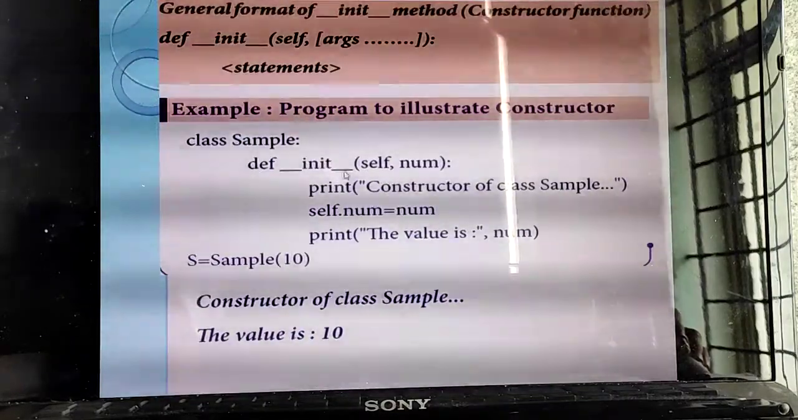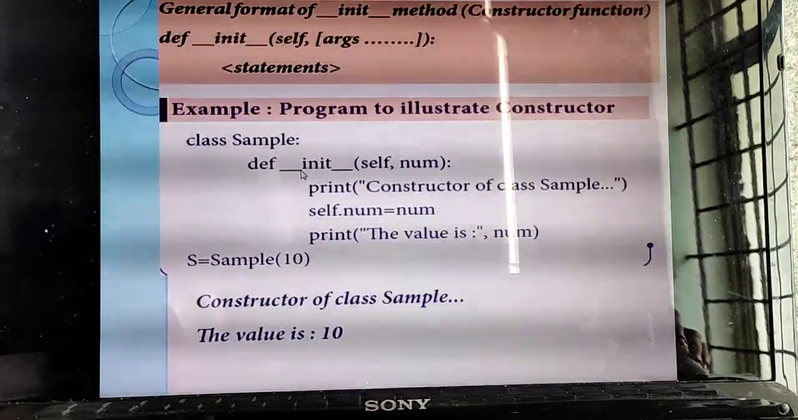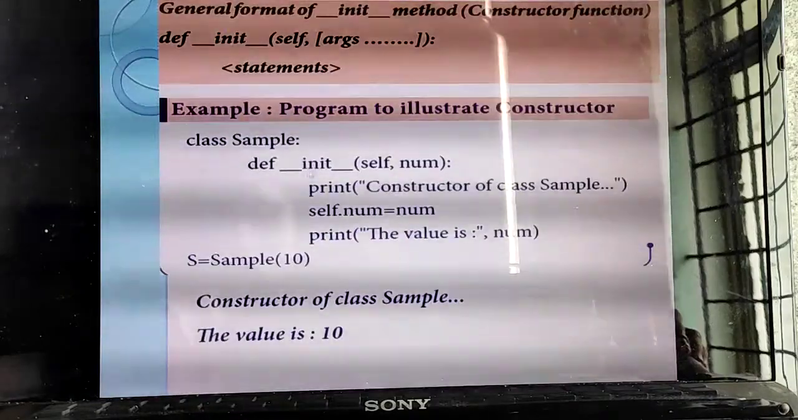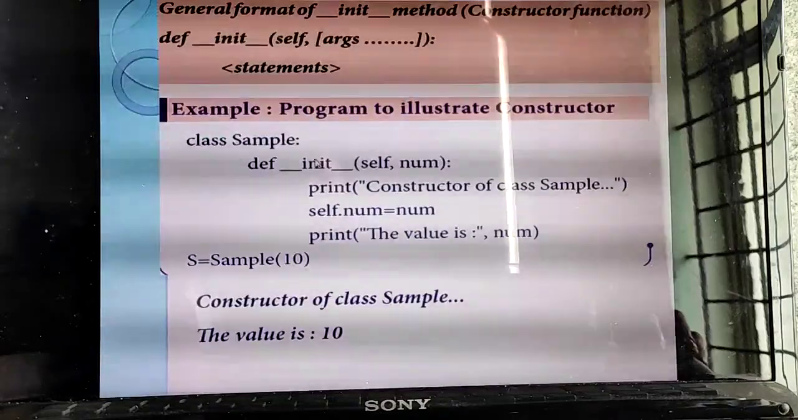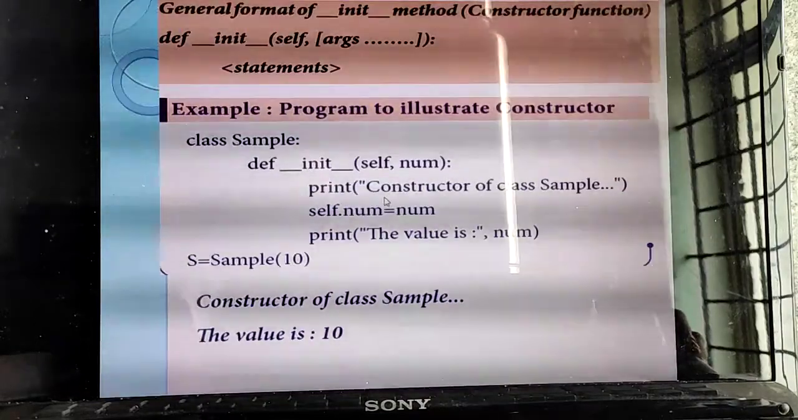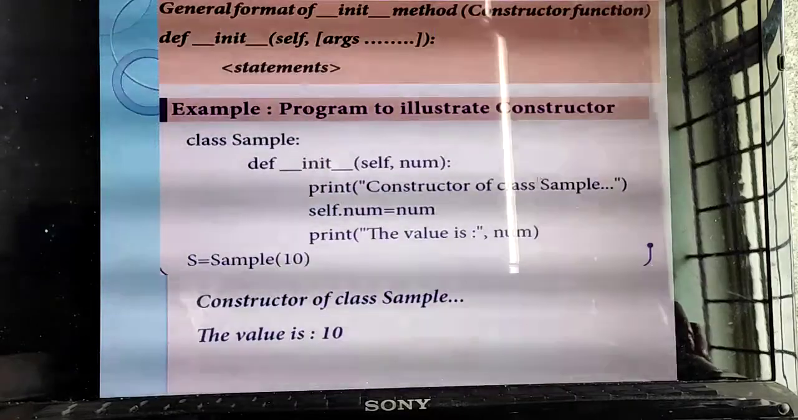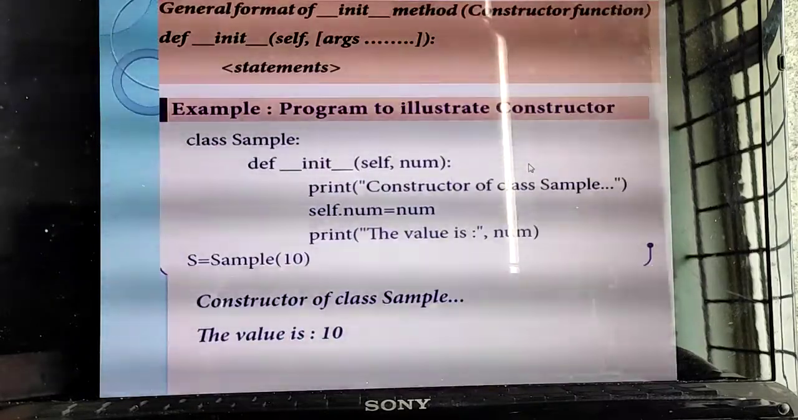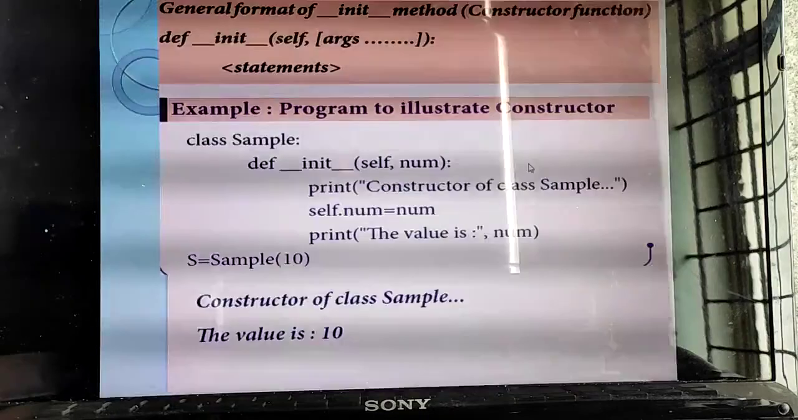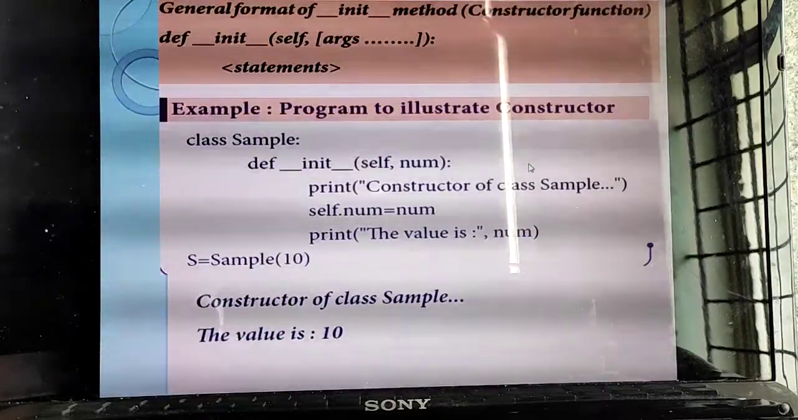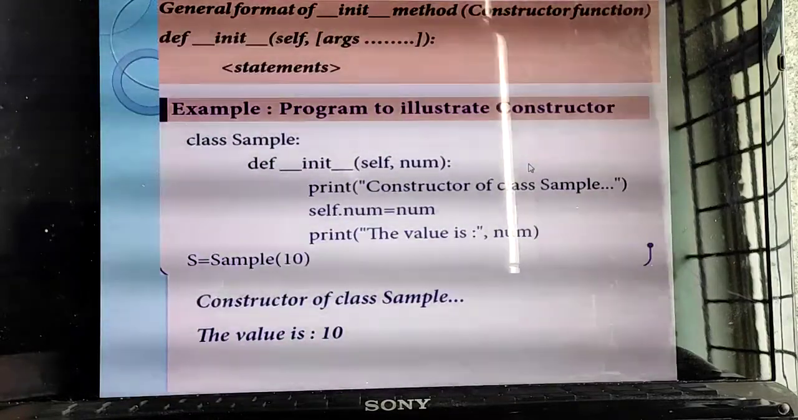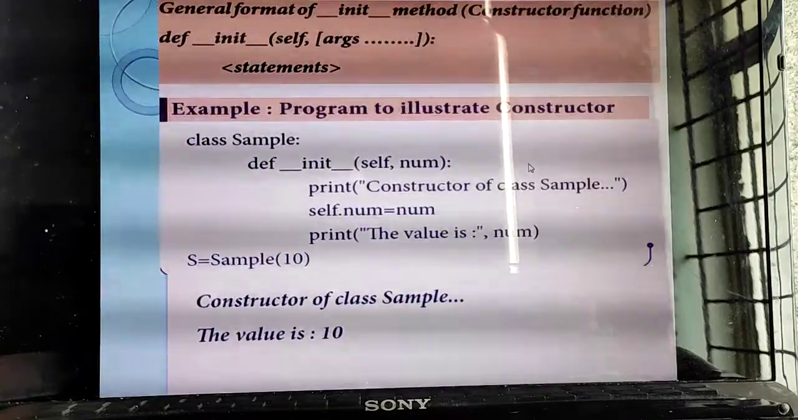So inside the function, if init starts with double underscore and ends with double underscore, you should know that's a constructor. Understand now? So inside the constructor, you have given one print statement. Inside the print statement, you are giving a constructor of class sample. Next, listen carefully. Inside the constructor, you have passed two arguments. Isn't it? What's the first argument? Self. What's the second argument?